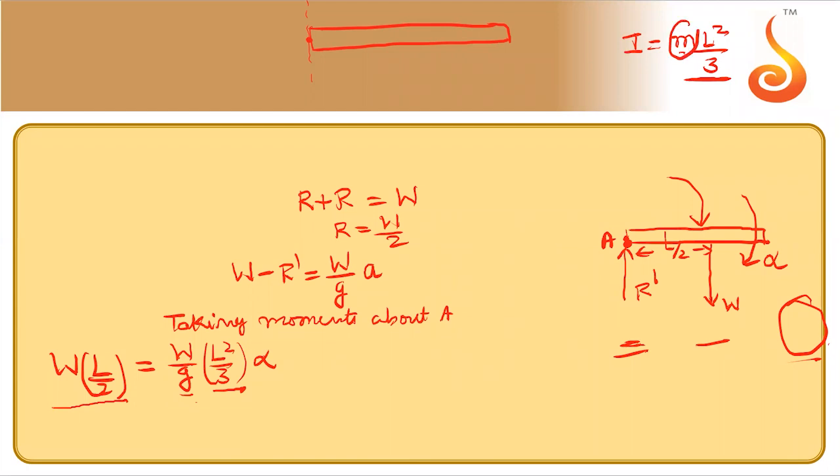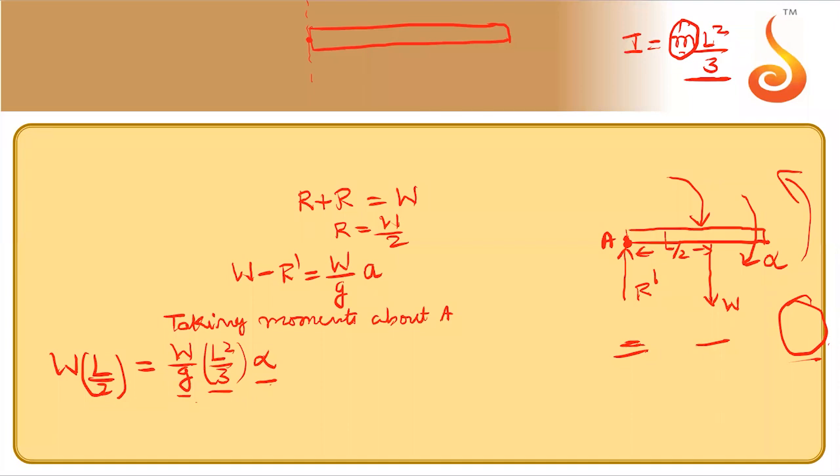In place of M, I have substituted W by G, because they have not given the mass. L square by 3, I have kept as it is. This will give you the moment of inertia. I into alpha is torque. Got it? So I'm taking moments about A. No big deal here. Moment of inertia into alpha will give you torque, and this torque will be in this direction.